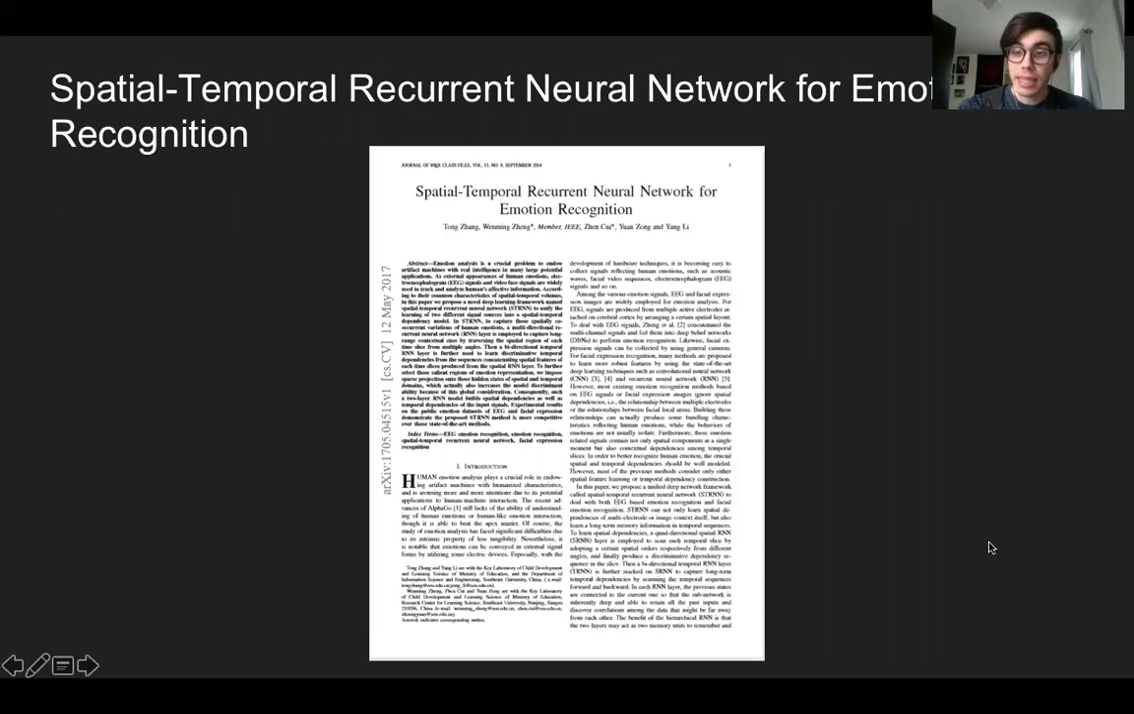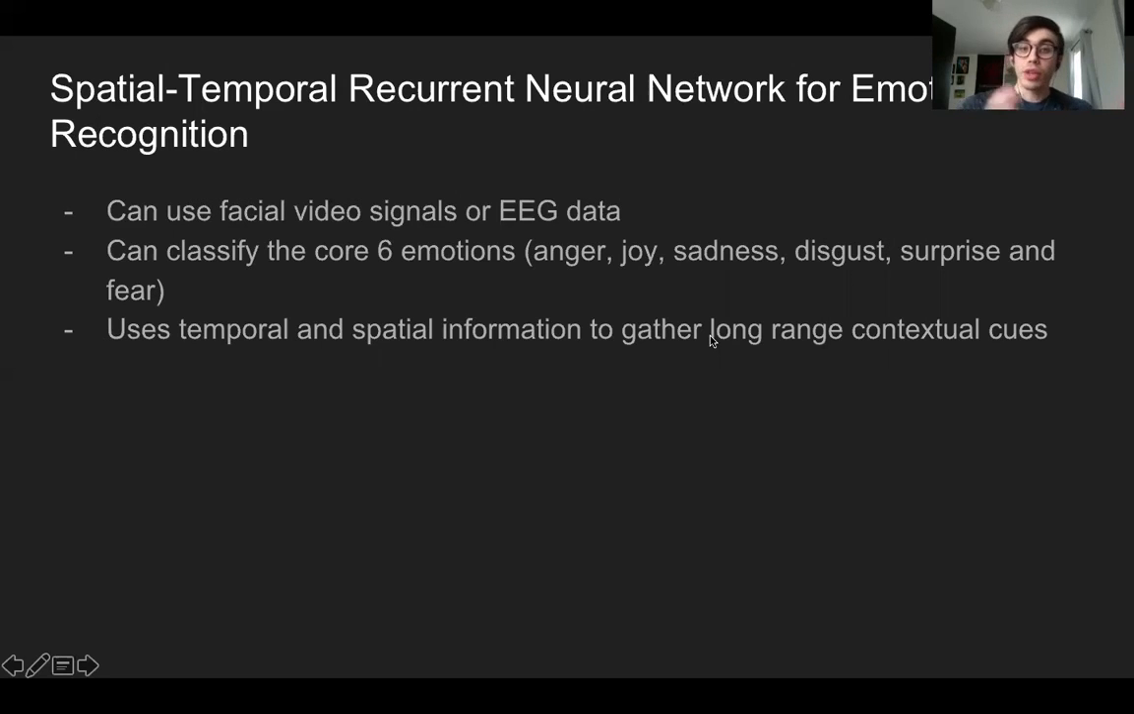Now, the last scheme that we investigated is the spatiotemporal recurrent neural network for emotion recognition. Now, to start off, a recurrent neural network effectively takes its previous output as input to gather long-range contextual cues. Now, the recurrent neural networks in this scheme use both temporal and spatial information to output a result.